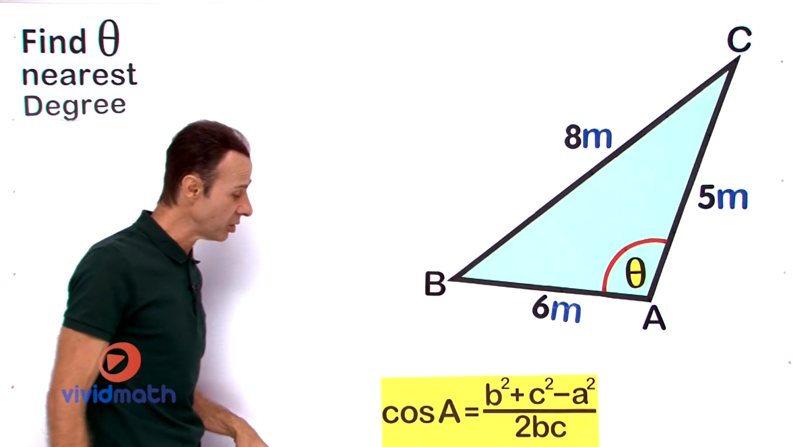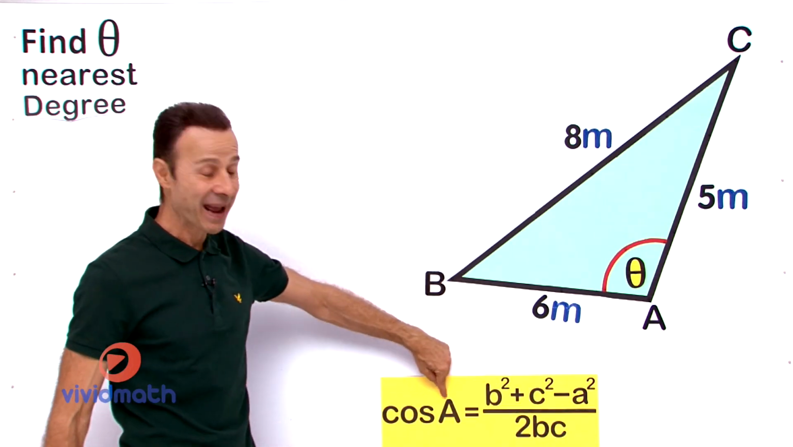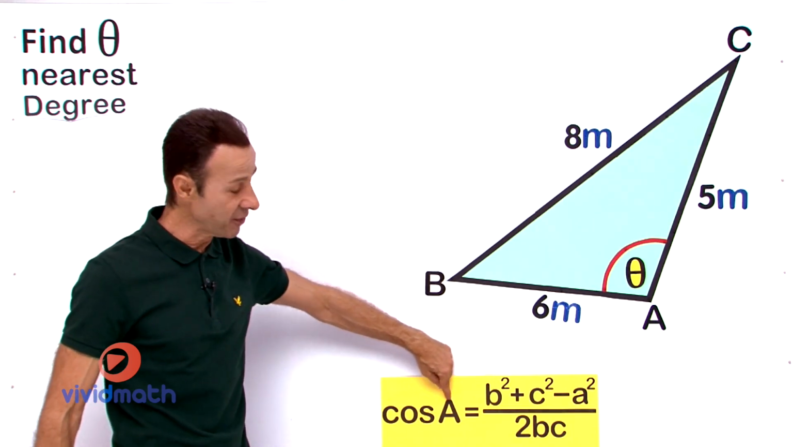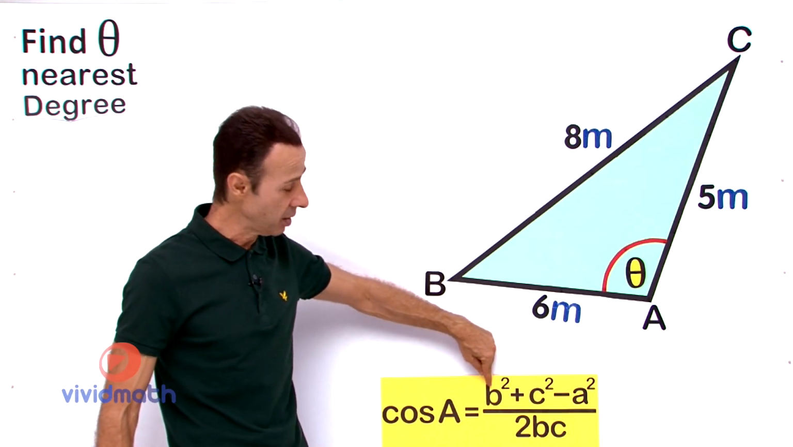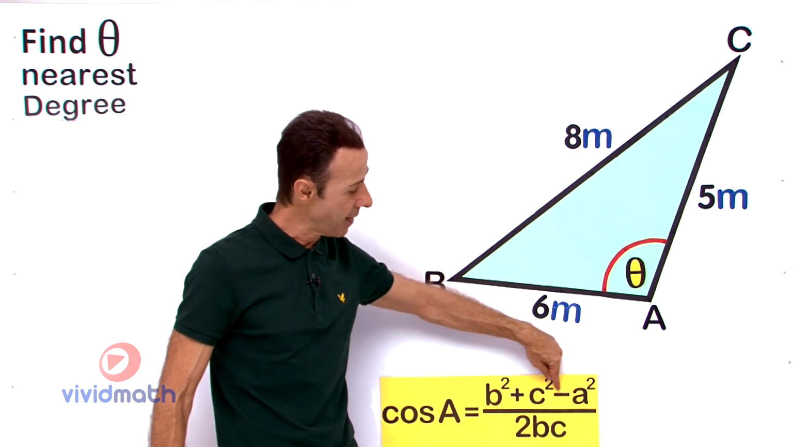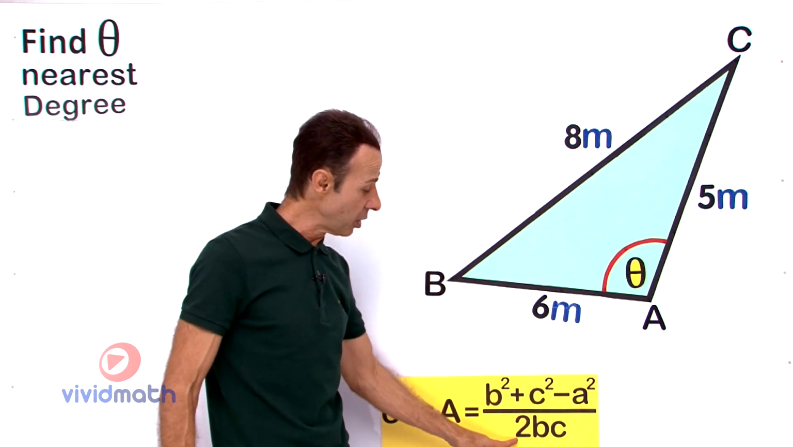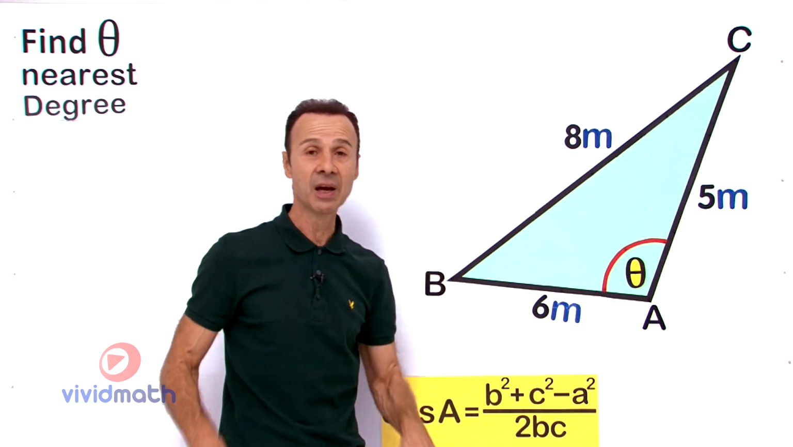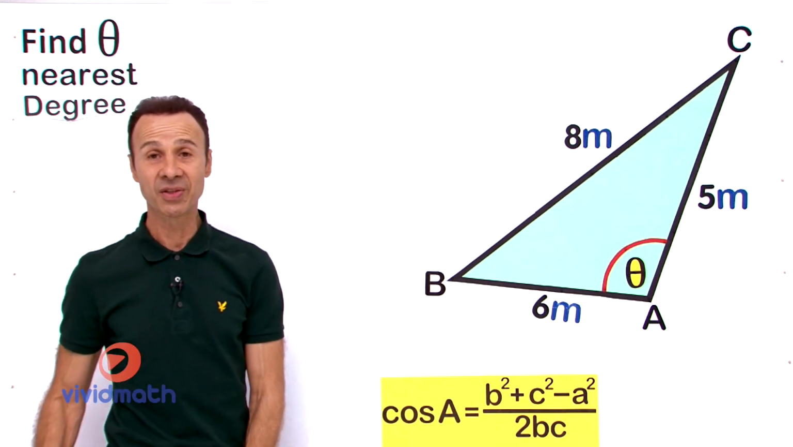Here it is, the cosine law. If you're looking for an angle, there's angle uppercase A. Cosine of A, the angle, equals the side b squared plus c squared, minus a squared, all over 2 times b times c. Lowercase letters represent the sides.